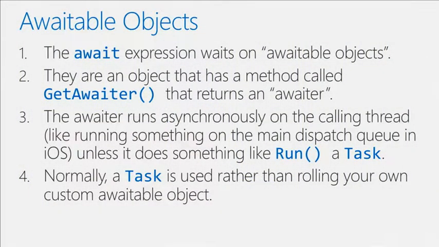The await expression waits on something that is an awaitable object. This is under the hood stuff, but it's interesting. It has a method called getAwaiter that returns something that is an awaiter. The awaiter runs synchronously on the calling thread, like I just explained. That's like running something on the main dispatch queue, unless you do something to run code in another thread, which is what running a task does. Normally, you just use a task. That covers 95% of the cases. You don't normally have to roll your own custom object. So that's a little bit of under the hood stuff of how that await mechanism works. But normally you just await task.run something.